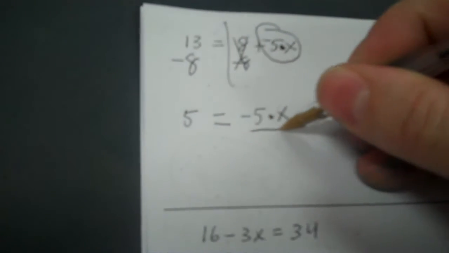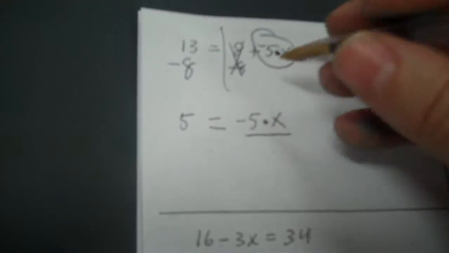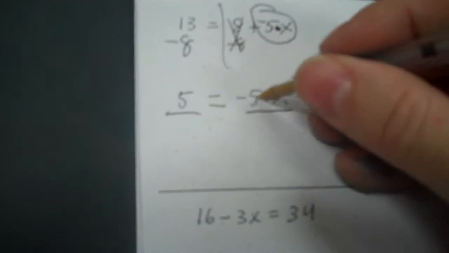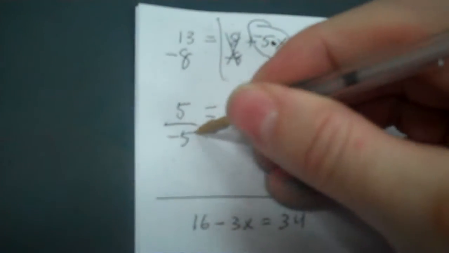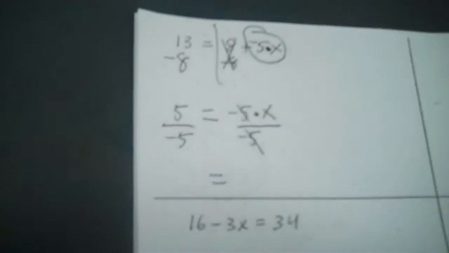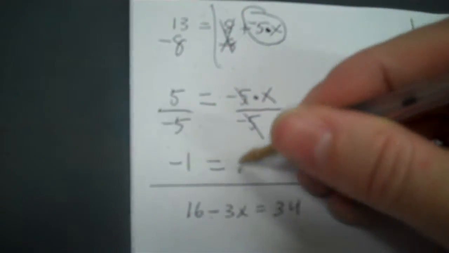So I underline both sides, because the opposite of multiply is to divide, by negative 5. So I can cross those out, and by negative 5. So line up your equals. 5 divided by negative 5 is negative 1, and then I've got x. So x equals negative 1.